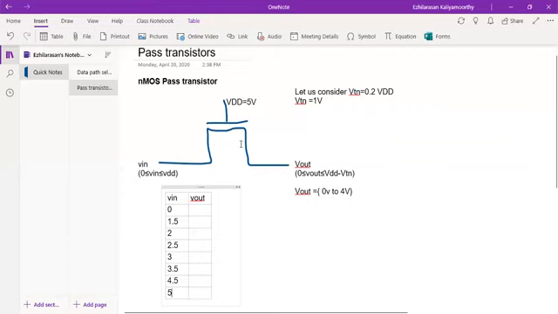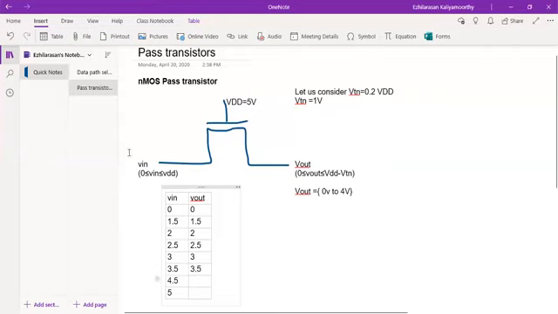As we know, this transistor will be turned on. VDD is equal to 5 volt. I already applied the gate, so VGS is equal to 5 volt. Now when Vin is equal to 0, V out is equal to 0. When Vin is 1.5, my V out also will be 1.5. When Vin is 2, output also will be 2. When Vin is 2.5 volt, output also 2.5. When Vin is 3, output also will be 3. When Vin is 3.5, output also 3.5.